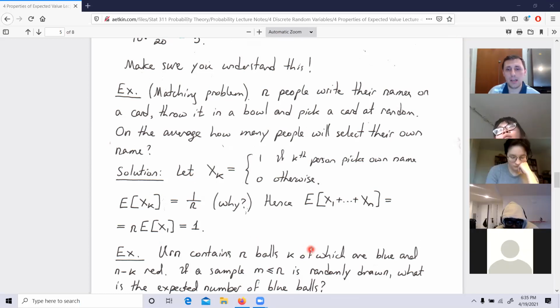You see, k are blue and n minus k are not blue, or red, whatever, right? Sample is of size m. On average, how many blue balls will we see?